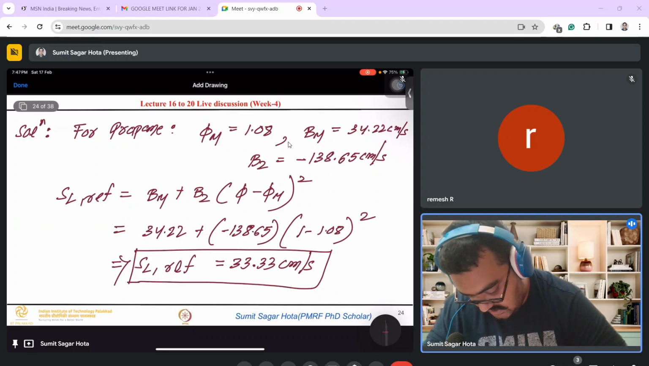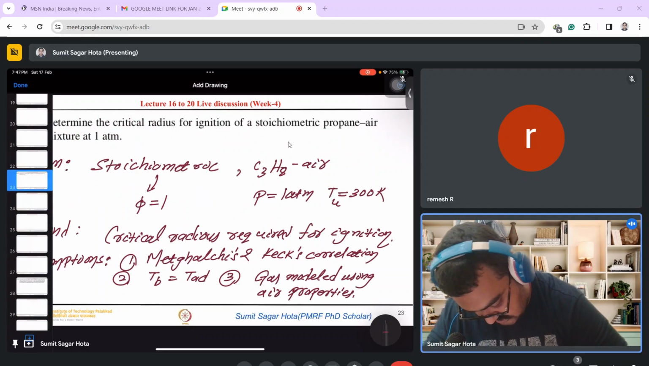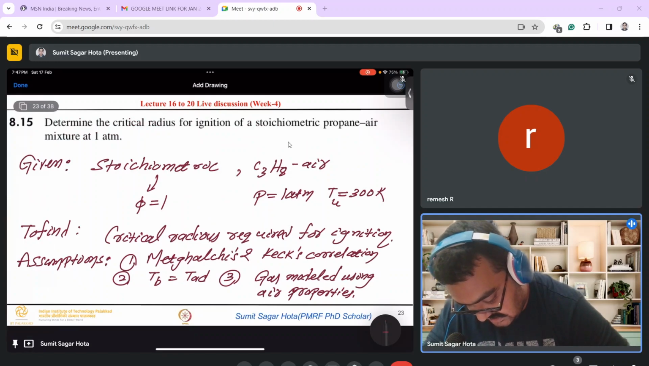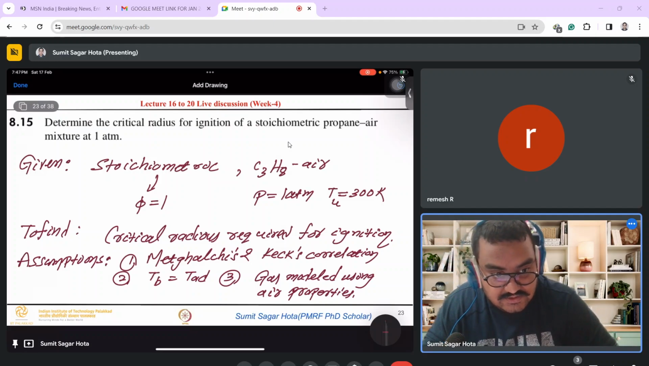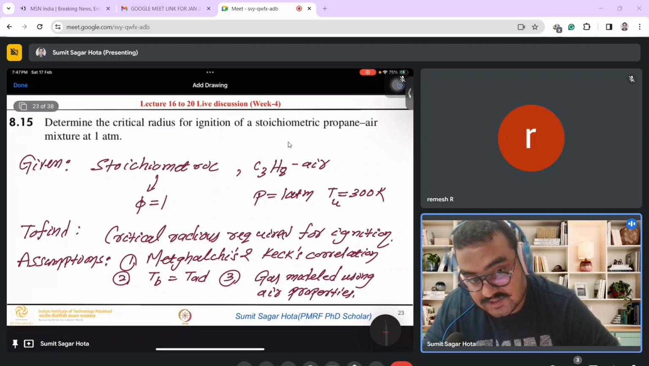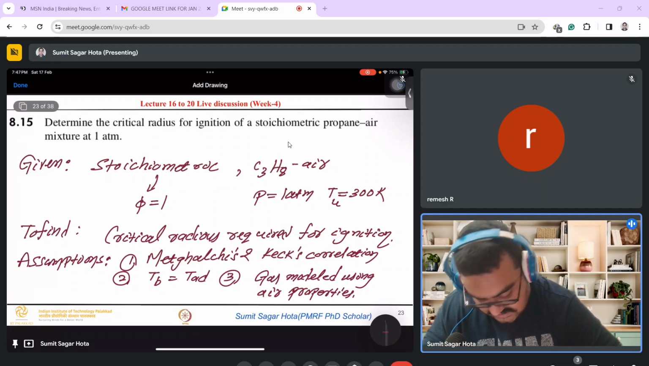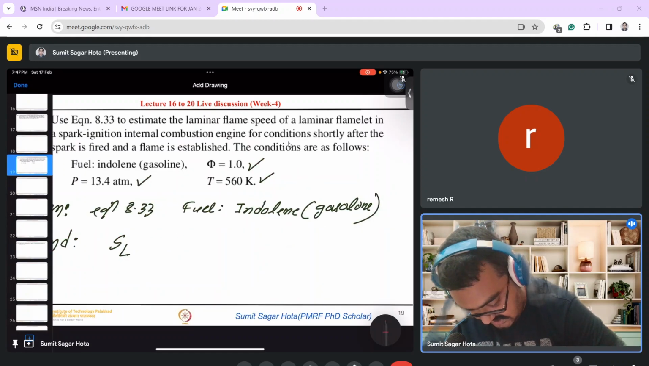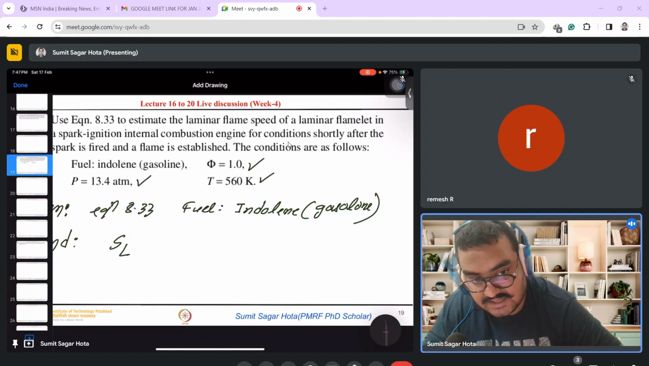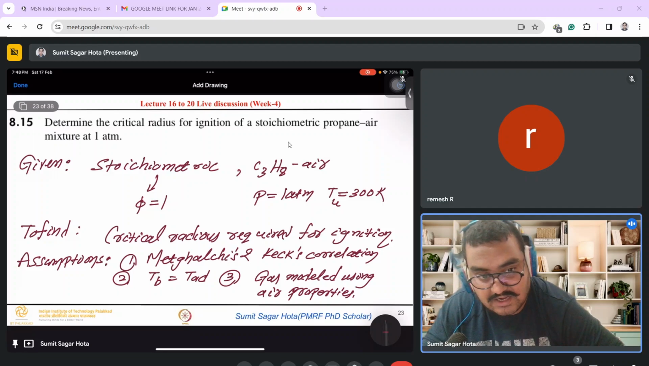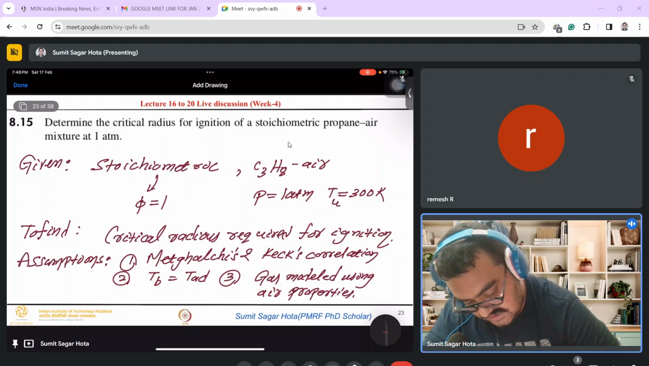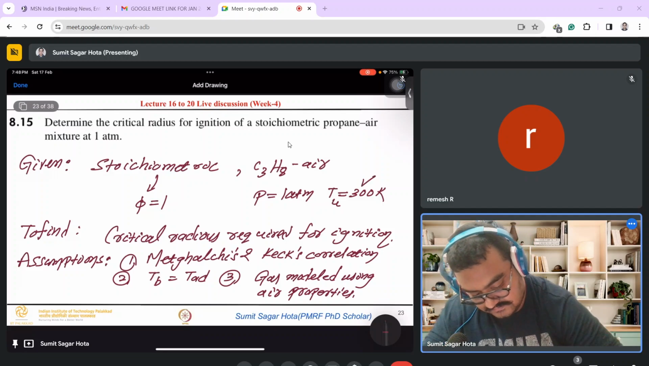Now in this question, if you see the question, determine the critical radius of ignition for a stoichiometric propane air mixture at 1 atmospheric pressure. It should be noted that they are telling 1 atmospheric pressure. That means in the previous question, they are telling the pressure is 13.4 atmospheric, and depending upon the pressure, the temperature is also 560 Kelvin. So here the pressure is given at 1 atmospheric, and we assume the temperature is 300 Kelvin.